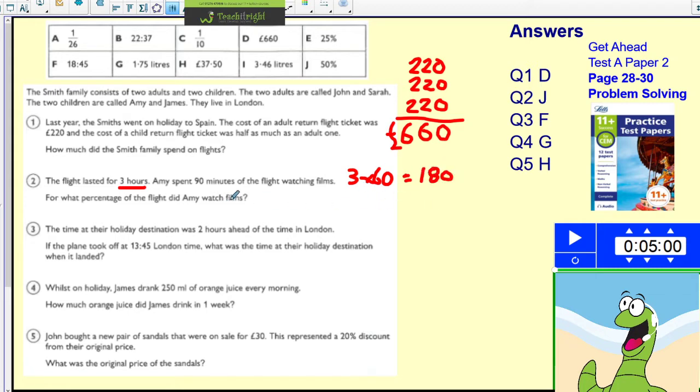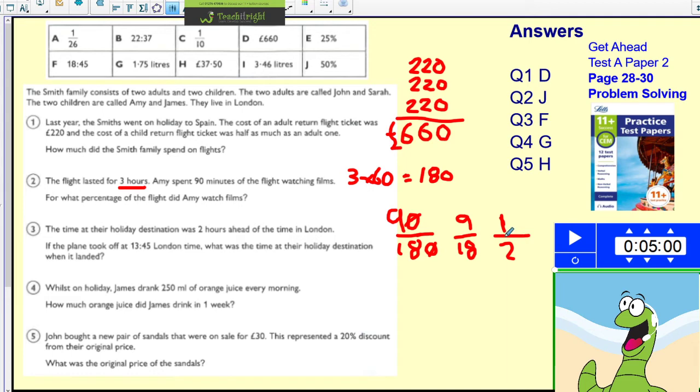So now what we're saying is she spent 90 out of 180. Already I can cancel my zeros to get 9 out of 18. And hopefully you can see that 9 out of 18 is 1 out of 2, or half. So she spent half the time.